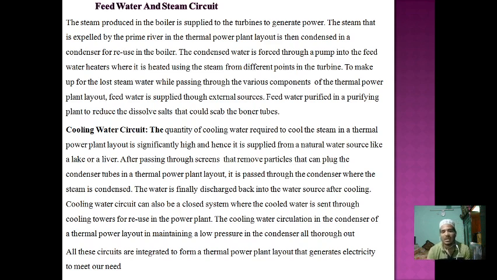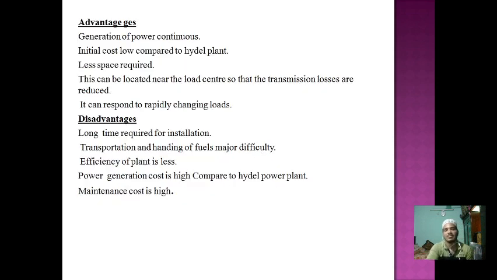All these circuits are integrated to form a thermal power plant. These circuits are integrated with each other to form a thermal power plant layout to generate the electricity to meet our needs.